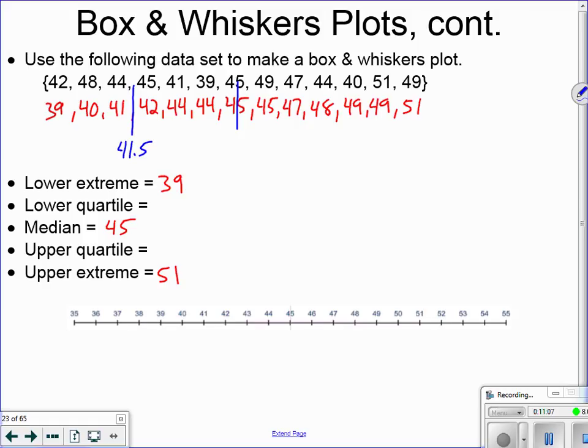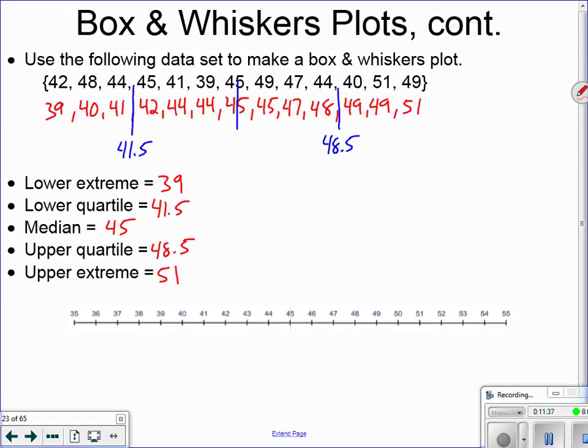All right? And I'm going to go to my upper half, same thing. That's going to fall between 48 and 49. So that's going to be 48.5. Okay, so our lower quartile is 41.5. Our upper quartile is 48.5. Now what I need to do here is make my box and whiskers plot.